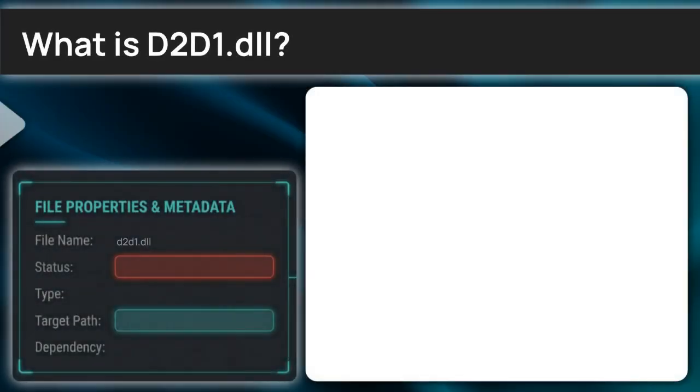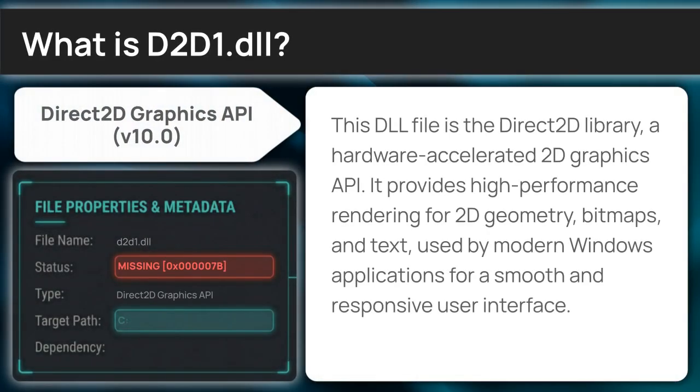This DLL file is the Direct2D library, a hardware-accelerated 2D graphics API. It provides high-performance rendering for 2D geometry, bitmaps, and text, used by modern Windows applications for a smooth and responsive user interface. Let's transition to the solution, starting with the official Microsoft redistributable.